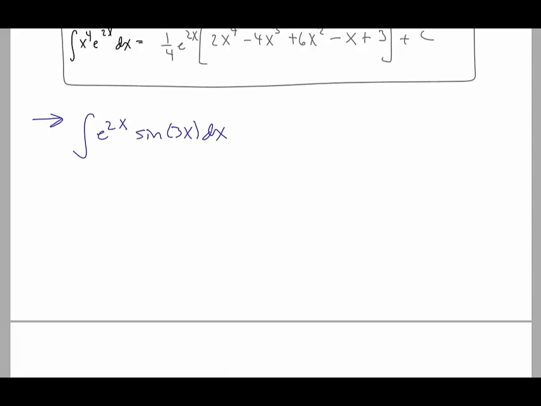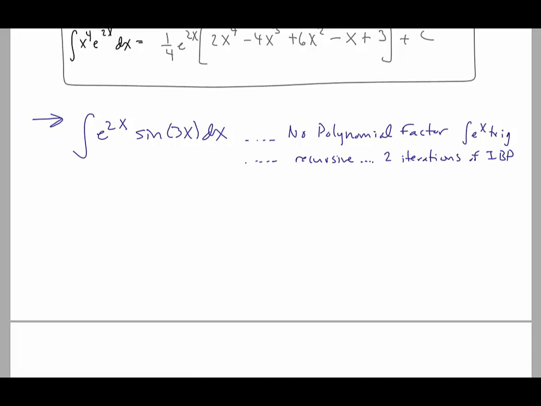Sine of 3x dx. So a couple things to note here. There's no polynomial factor. That means there's no x squared or x cubed to make this easy to choose for my u. And this is something of a general form, e to the x times some trig. And e to the x times some trig should, when we see it, we should need to think recursive. And I'll show you what recursive means as we're working through here. When you're using the recursive method, you usually need 2 iterations of integration by parts.